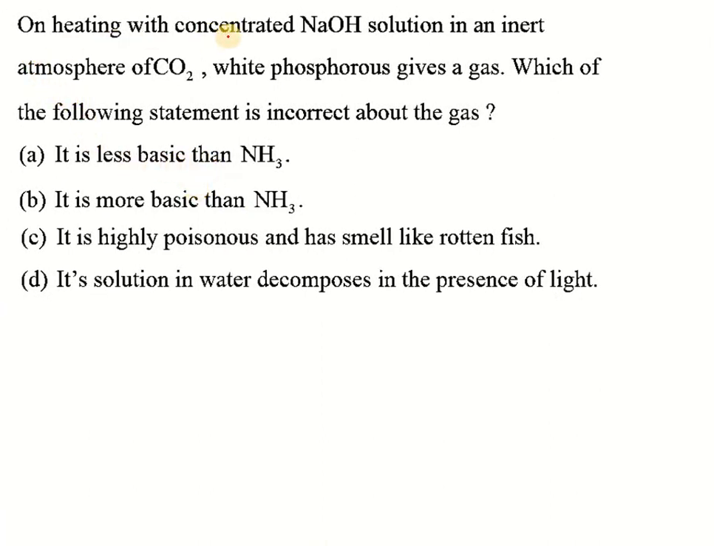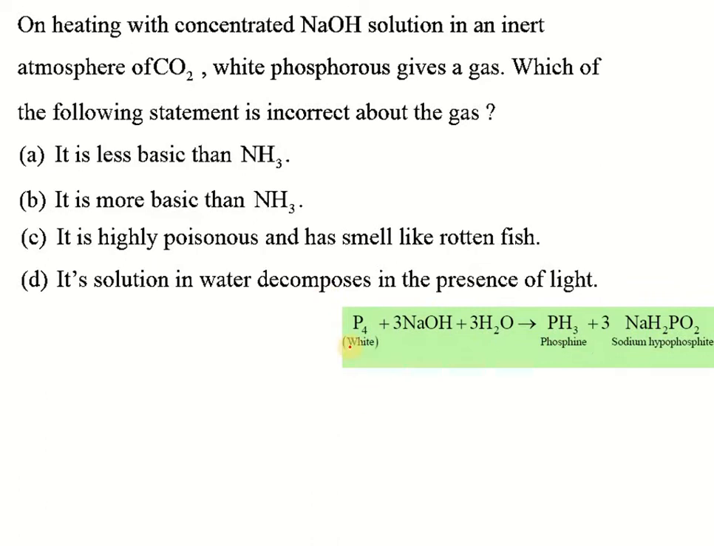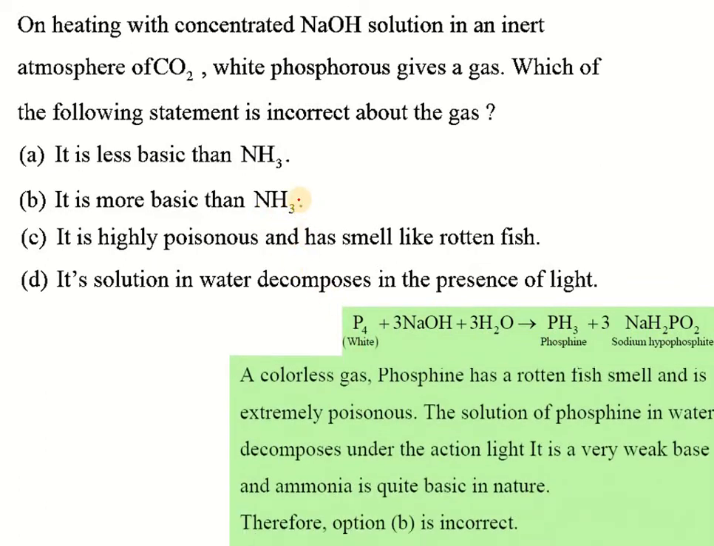On heating with concentrated NaOH solution in an inert atmosphere of CO2, white phosphorus gives a gas. Which of the following statements is incorrect about the gas? We know the gas is phosphine, and phosphine is less basic than ammonia. It's highly poisonous and has a smell like rotten fish, and its solution in water decomposes in the presence of light. But phosphine is not more basic than ammonia. From all these observations, option B is the right option for this question.